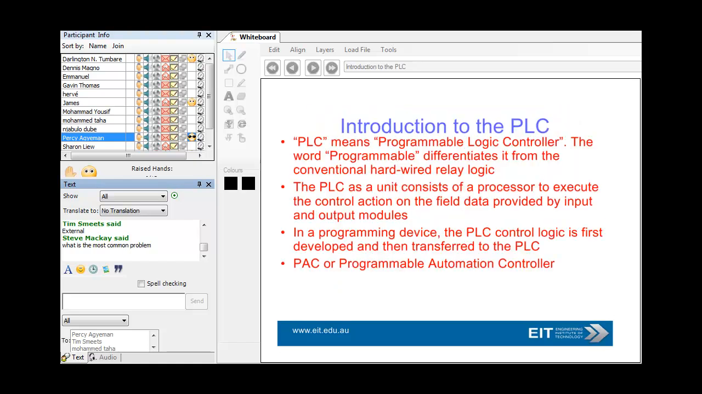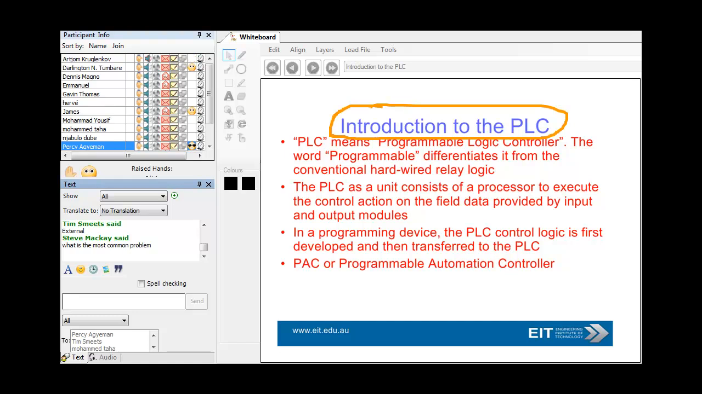So let's have a quick look at what the PLC is, and then I'm going to obviously look at some of the internal and external problems. As you guys rightly point out, problem number one is external. The good old PLC is normally fairly happy. But before we go any further, let's quickly summarize what the PLC is. Is anyone there that can take over the microphone and tell us what the PLC is? You've got a 10-second soundbite to tell us what the PLC is in 3 sentences. Over to you guys. Darlington, Tim, Sharon, what's a PLC in a few words?